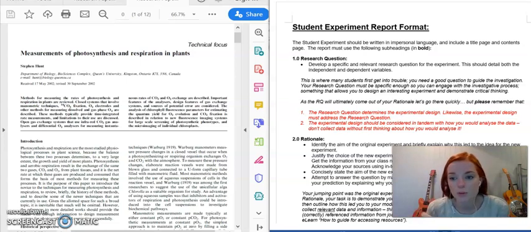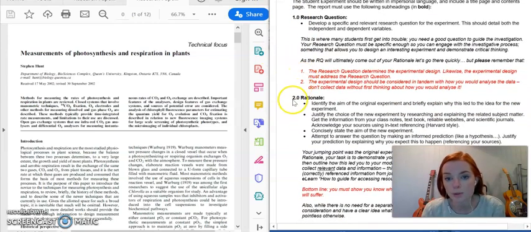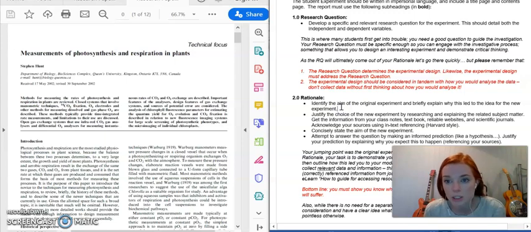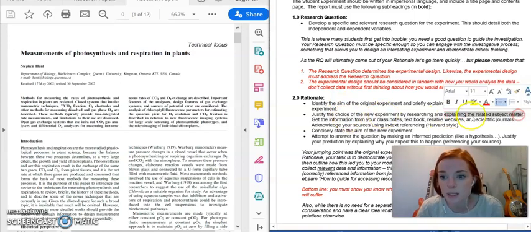All right, everyone, so picking up from where we came from previously, you should have your research question already written. I'm going to walk through just some tips when you're writing a rationale now. In your rationale, you need to identify the aim of the original experiment and why it led to the new idea for the new one. That's where you're looking at what possibly was wrong with the original experiment and why you made the changes that you did. Really briefly, then what I want to focus on today is explaining the related subject matter.